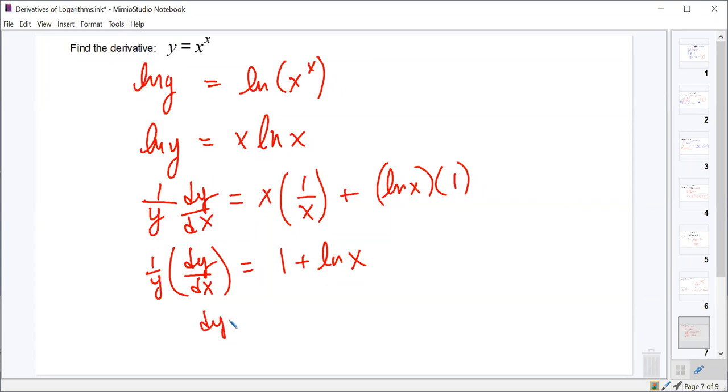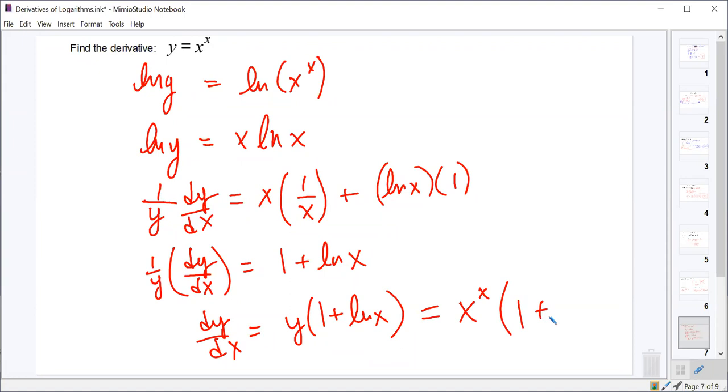All right, and then we got dy/dx equals y times 1 plus ln x as our answer. How do we feel about that answer? The answer should be not good because our function originally started as all in terms of x, but we have something with a y in it. So what can we do? Redefine y. Our y is x to the x. So we'll just change it back to x to the x times 1 plus ln x, and there's our derivative.